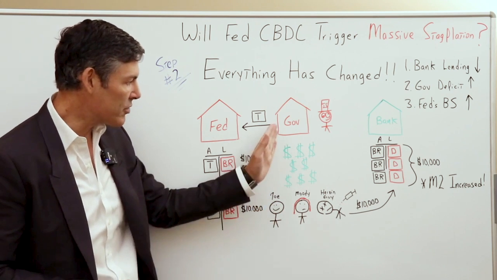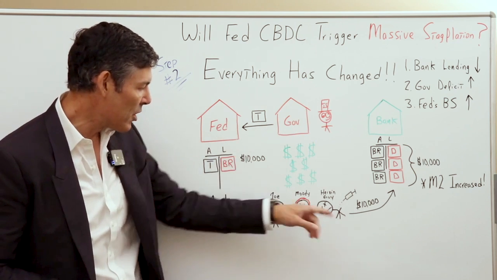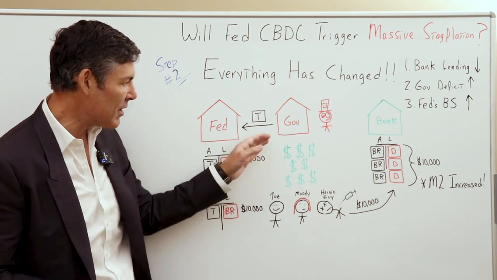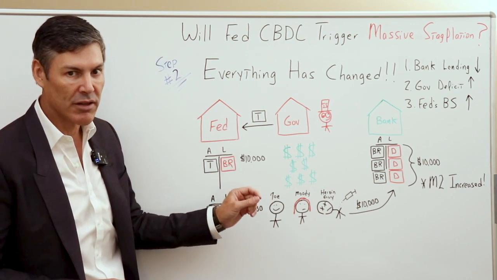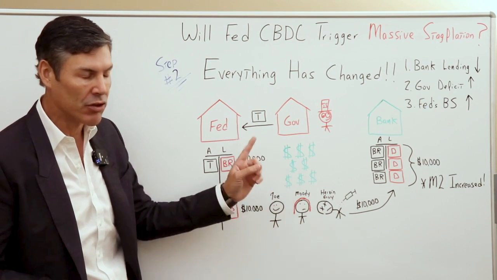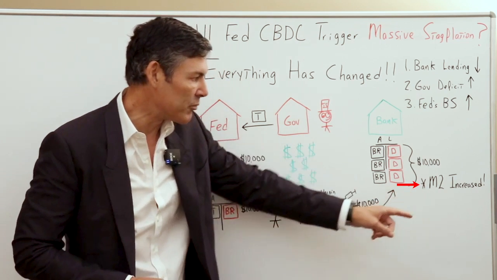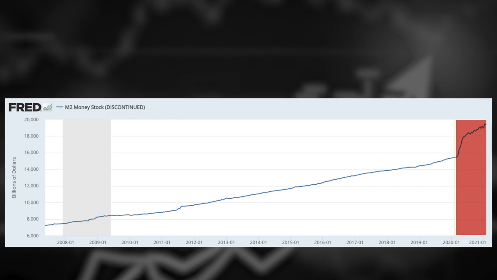So they're not sucking those dollars out of the system and spending them. They're creating new bank reserves and then spending brand new dollars into the system. So on net balance, the amount of dollars in the real economy increases, which is why you saw M2 money supply go up by 25% in 2020.